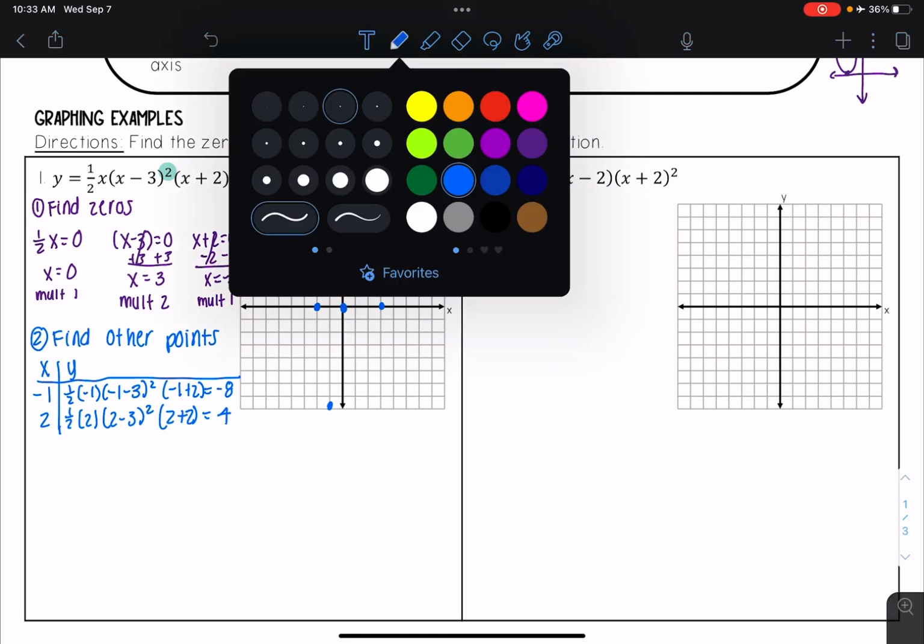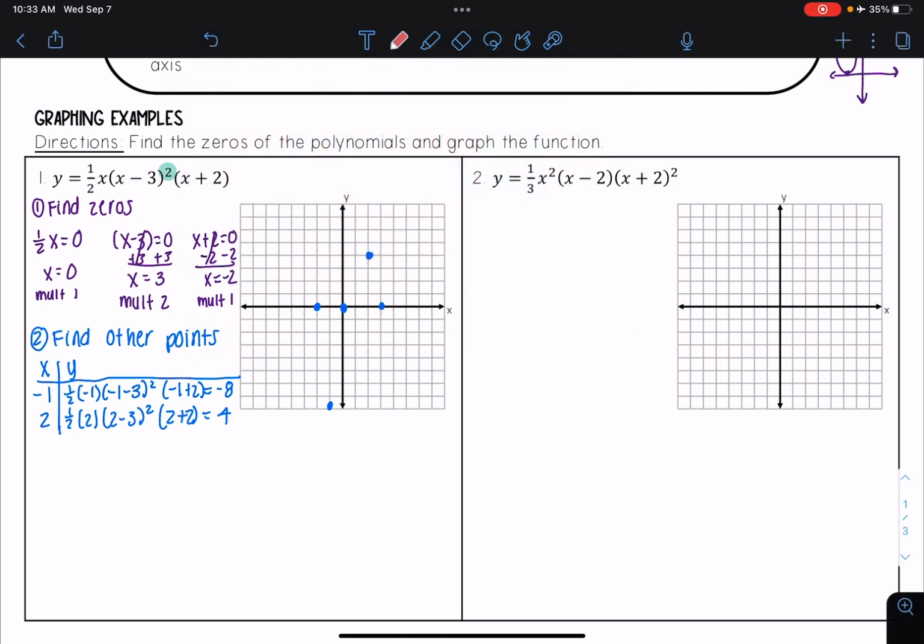Okay, so I have some other points in here. Now, like we did in the previous lesson, we need to figure out our end behavior because that's going to kind of guide us on how we go through those points. So for my end behavior, I needed to look at that first term and see whether that power was even or odd and whether the coefficient was positive or negative.